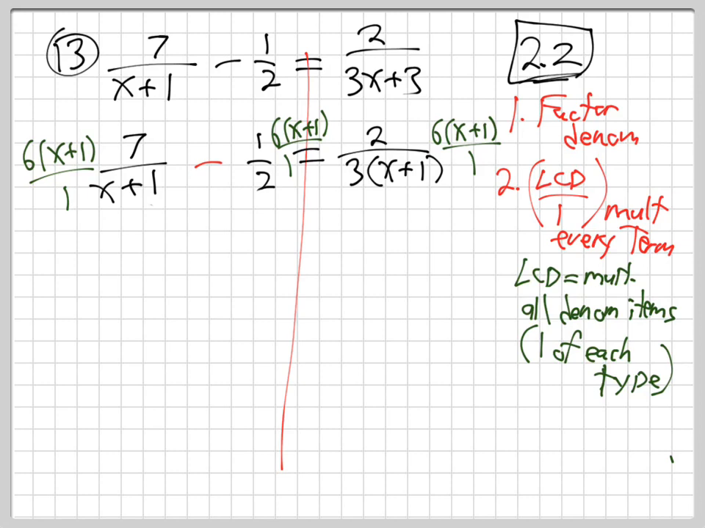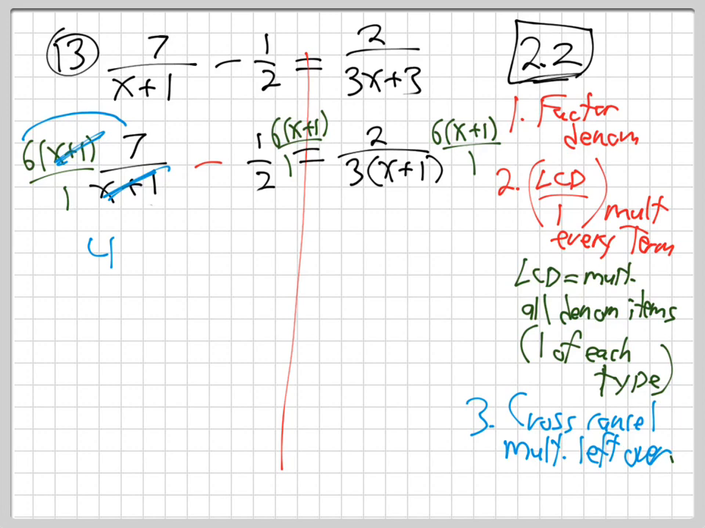So now we're going to cross cancel. Step 3. Cross cancel. Multiply whatever is left over. So x plus 1 cancels x plus 1. What's left over? 6 times 7, 42. Good so far?